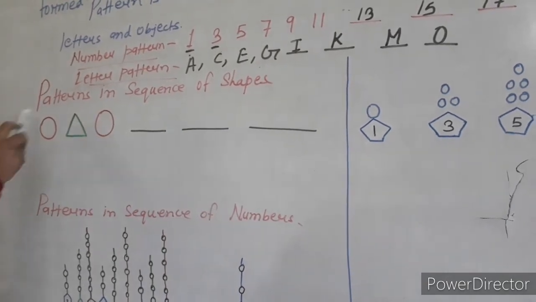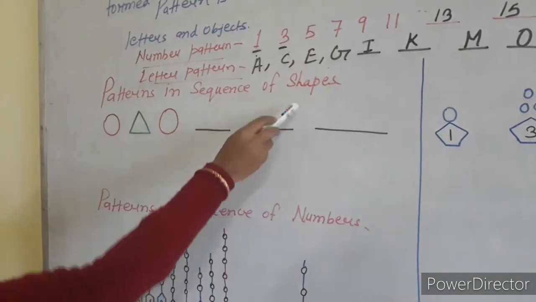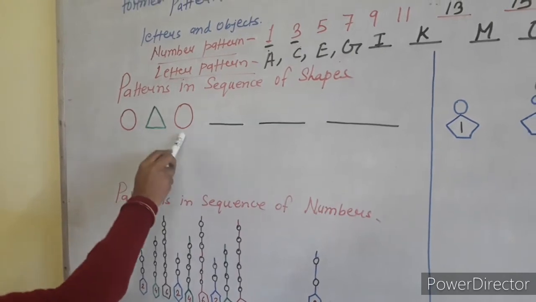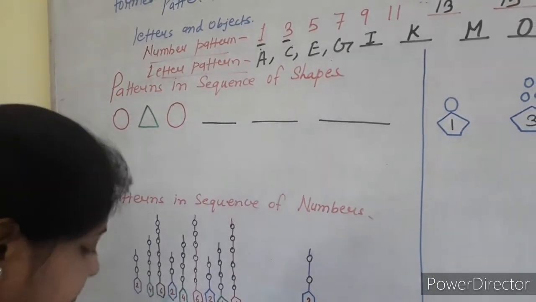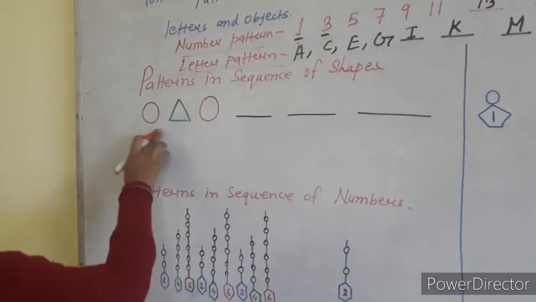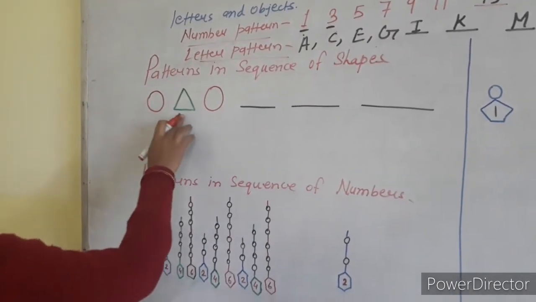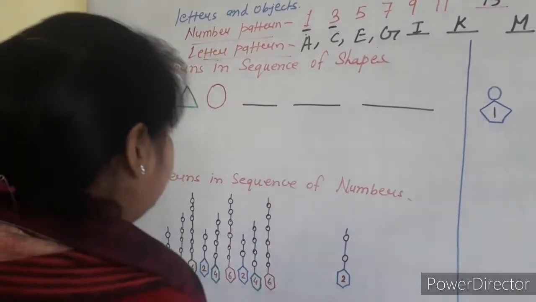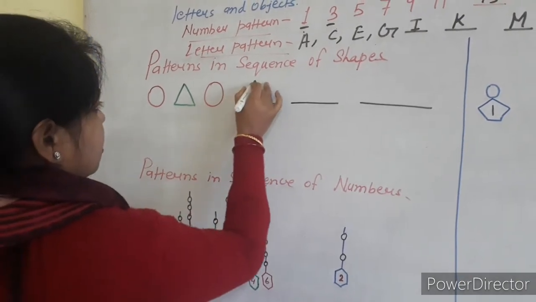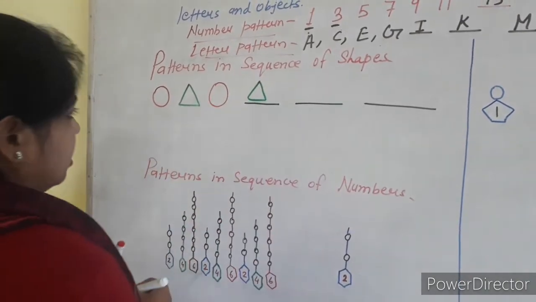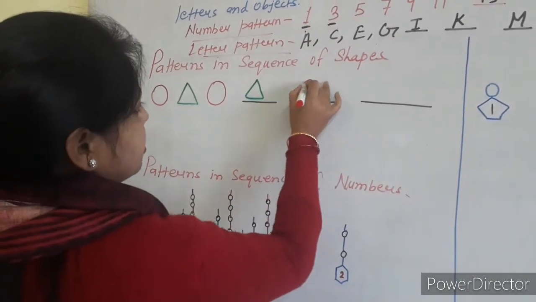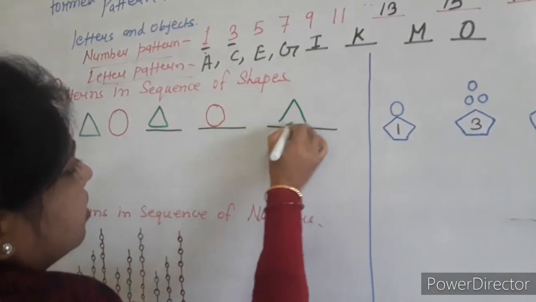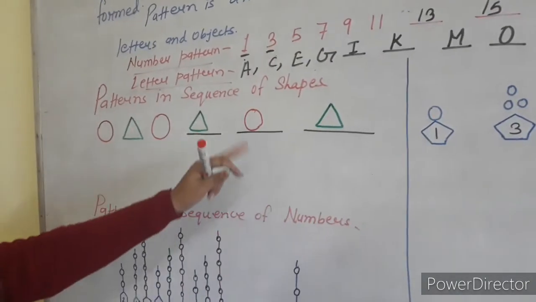Now I am going to explain the patterns in sequence of shapes. Here I have drawn one circle and this is a triangle. After that again a circle. So if this is the pattern of shapes, after the circle comes the triangle, and after the triangle comes the circle. So again we have to draw the triangle. Then after the triangle this is a circle and again a triangle. So this is the sequence of shapes.